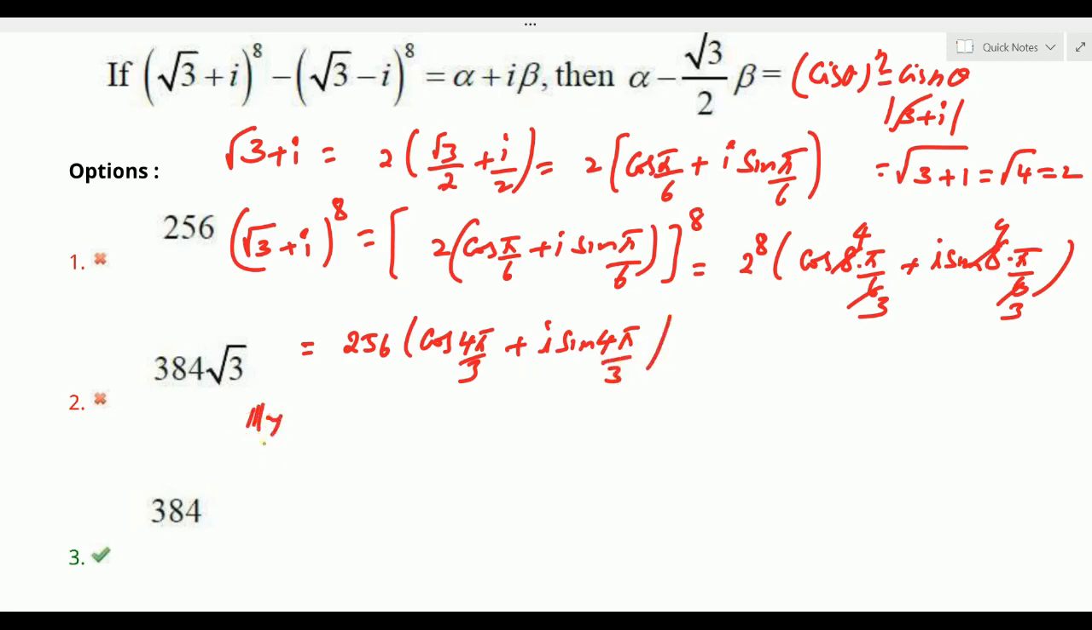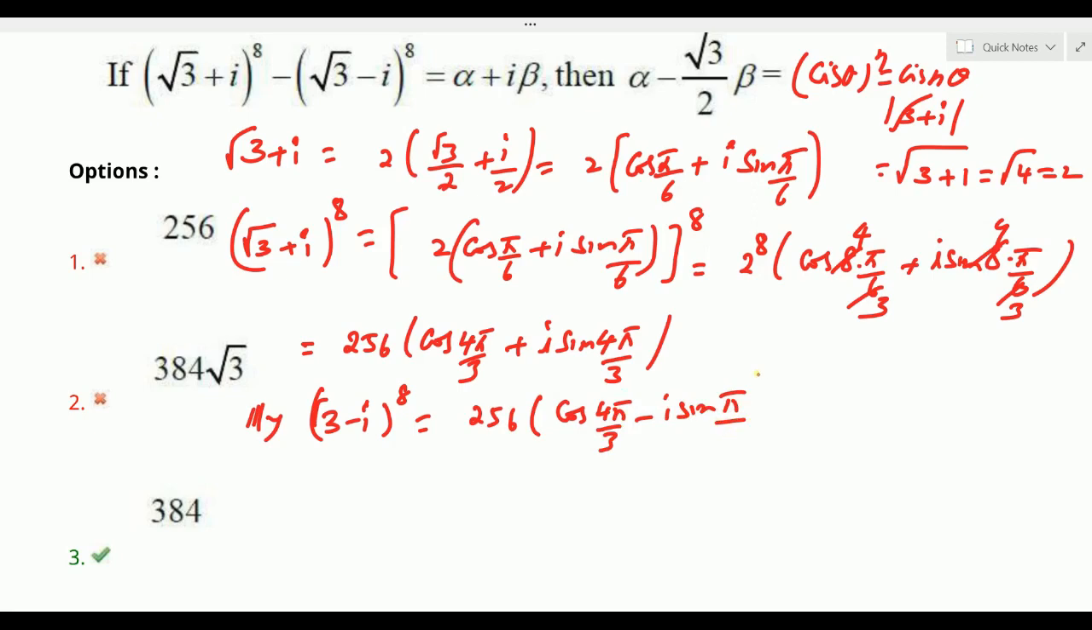Similarly, what is root 3 minus i whole power 8? Same terms, only in place of the plus we can take the minus. అంటే దీని ఎలా తీసుకుంటాం? 256 of cos 4 pi by 3 minus i sin 4 pi by 3 తీసుకోవాలి. ఓకేనా?